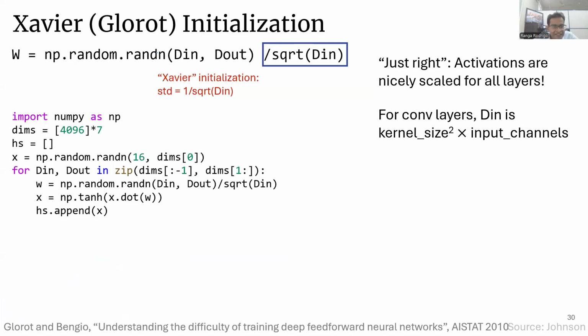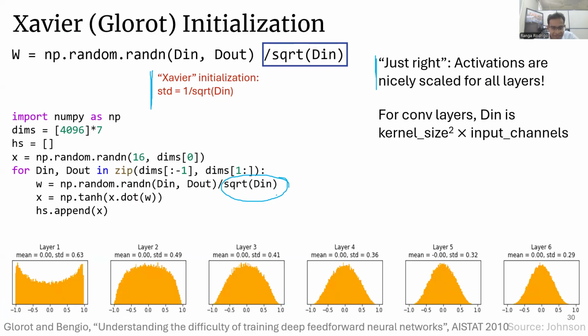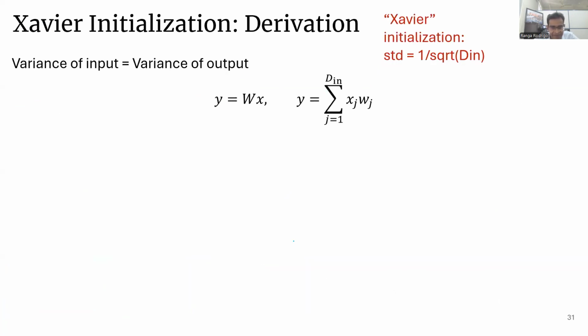Then there is this initialization called Xavier initialization. It is just right: activations have a nice scale for all layers. So there you can see you get the random numbers and you divide by the square root of the input dimension. Then you can see the weights are nicely distributed, so learning happens well. So we can just prove why that is correct.